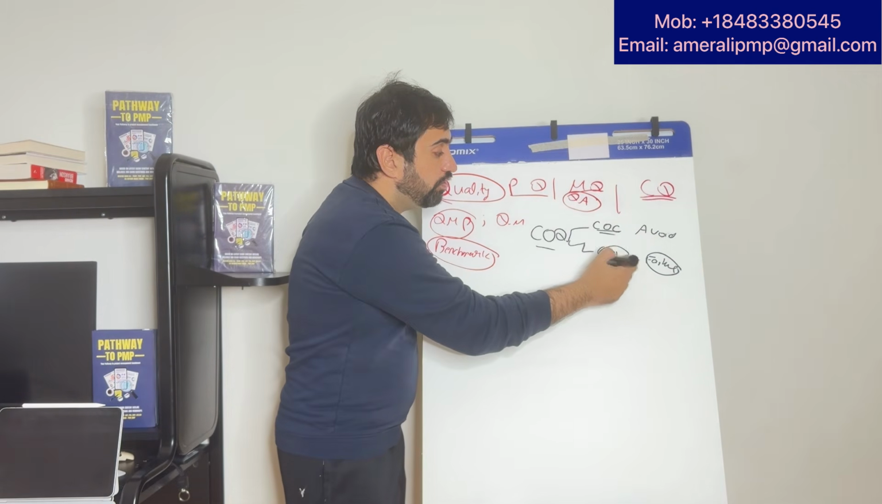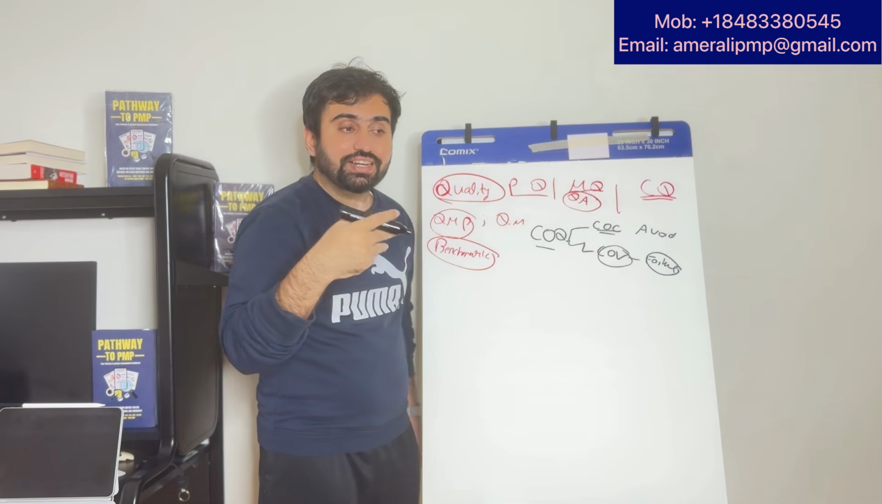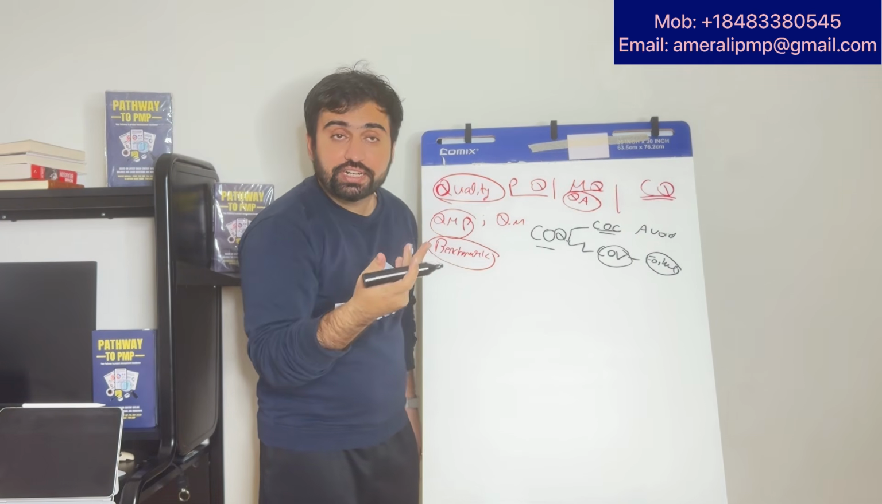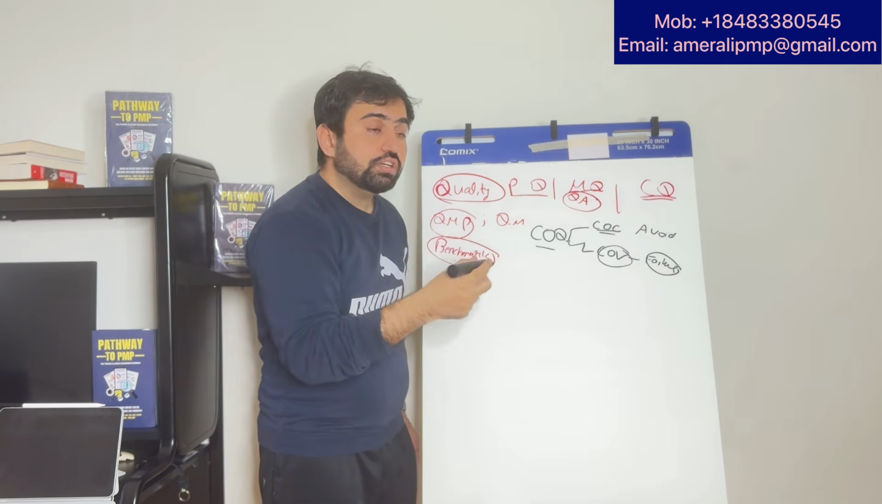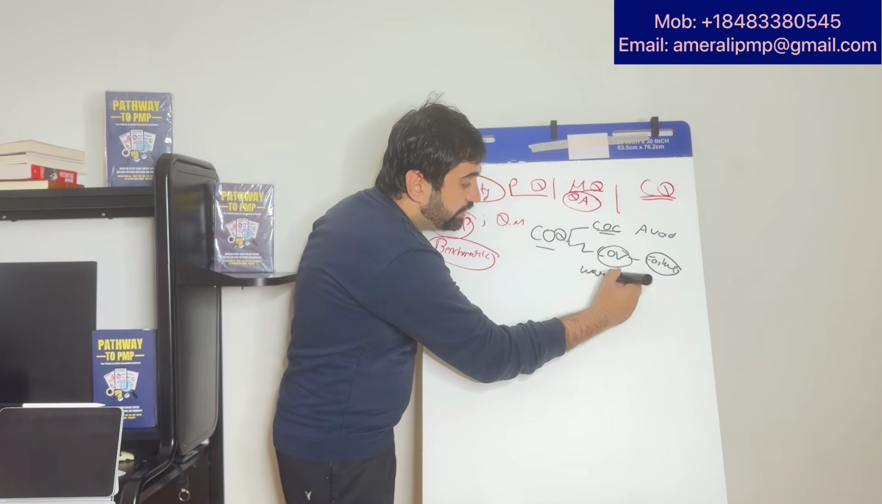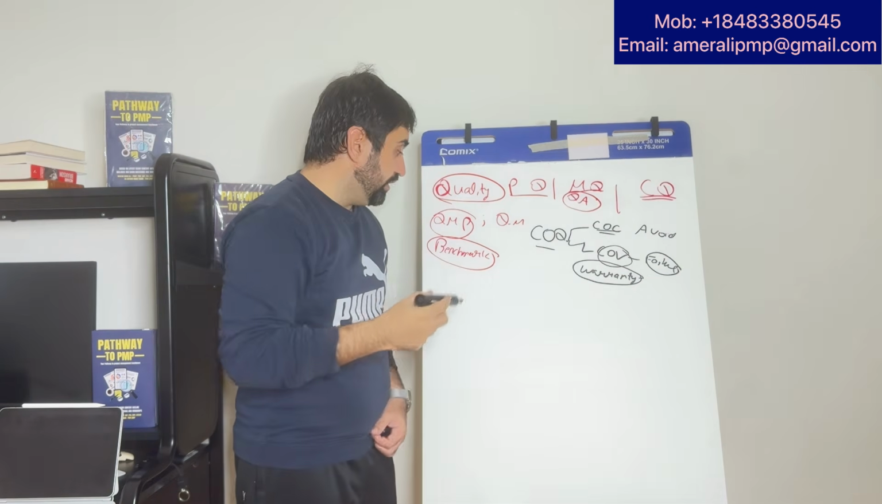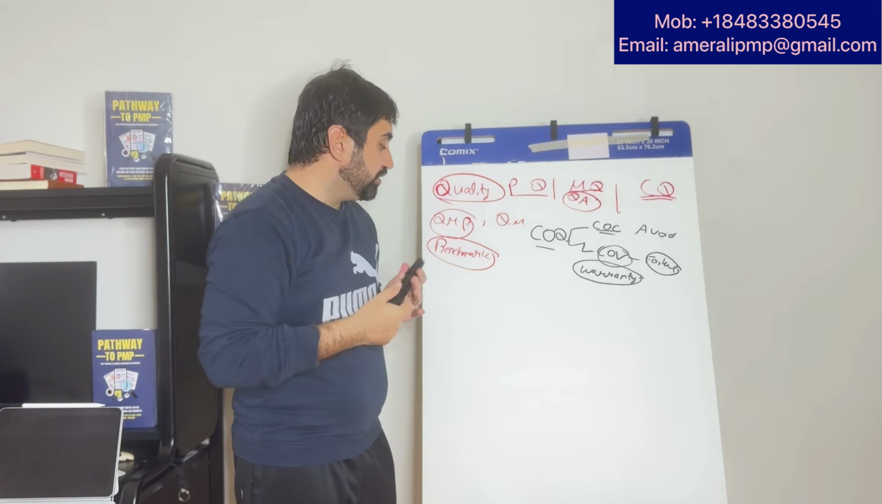Then cost of non-conformance. Non-conformance can be of two types. One is internal, that is rework, where you identify the defects, things of that nature. And then there is warranty cost. Warranty is the only cost that is outside the organization. You get it from outside the organization.